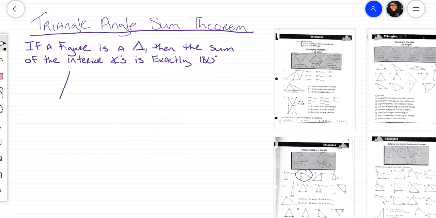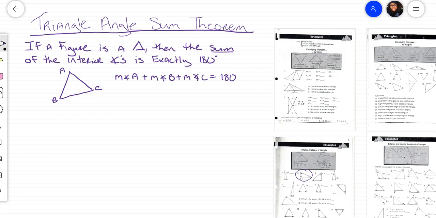So I'm just going to give you a picture to go with the theorem again as I did in class today. Here are my three angles in this triangle. This theorem says the sum, so sum is addition, of the interior angles, so that means the measure of angle A plus the measure of angle B plus the measure of angle C is equal to 180 degrees. And again, that goes for every single triangle in the entire universe.